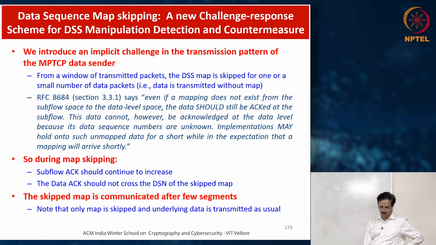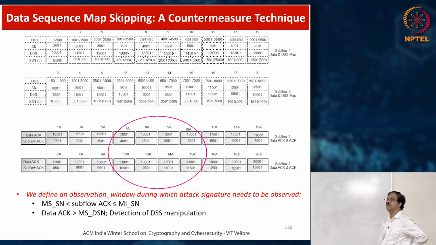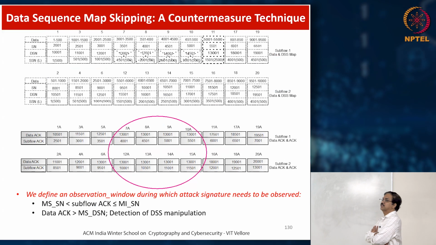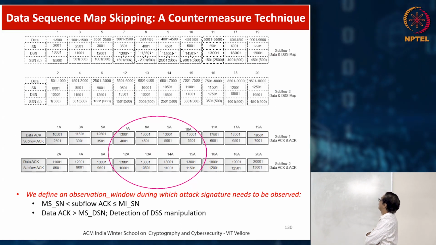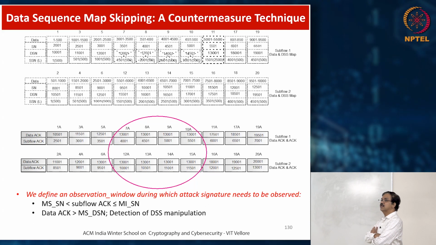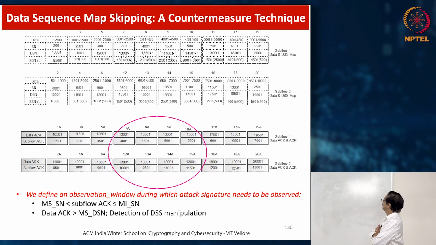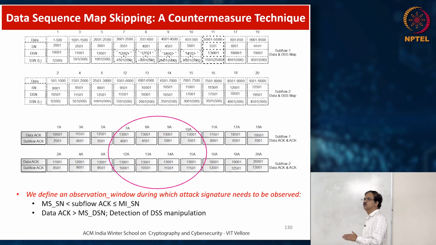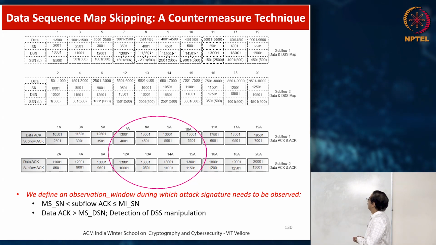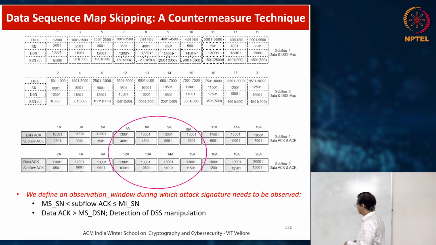And then we actually looked at a certain mechanism by which we can prevent the data sequence signal manipulation. So we found a novel mechanism called data sequence signal skipping. Okay, so it is a little advanced aspect. Those who are interested should go through the paper. But what we do is that we skip.